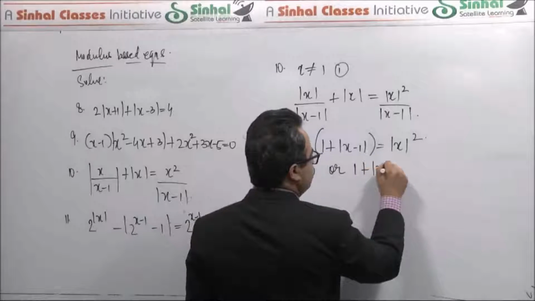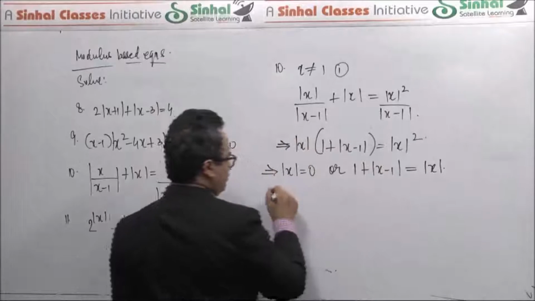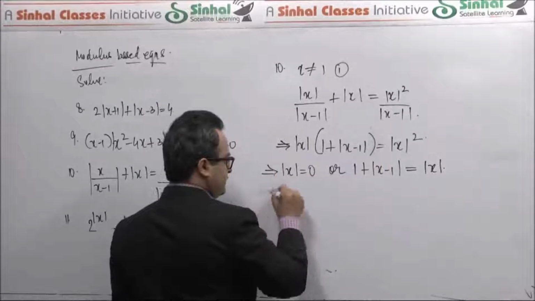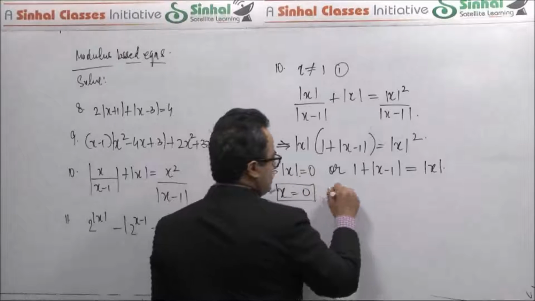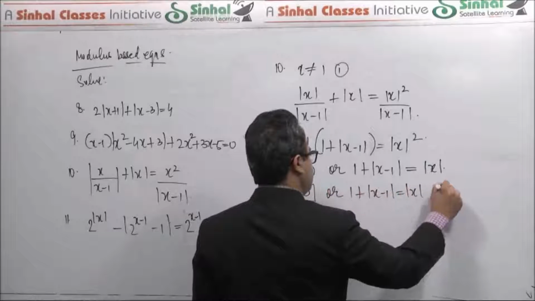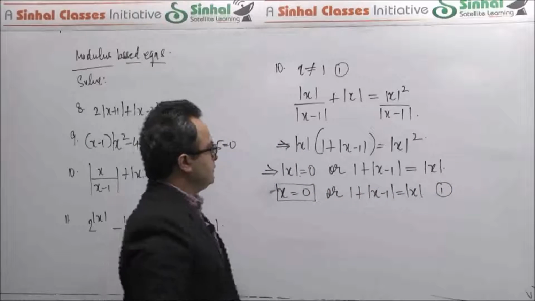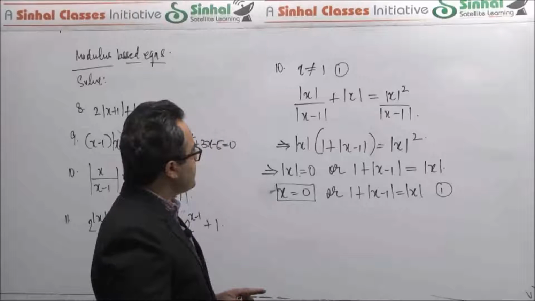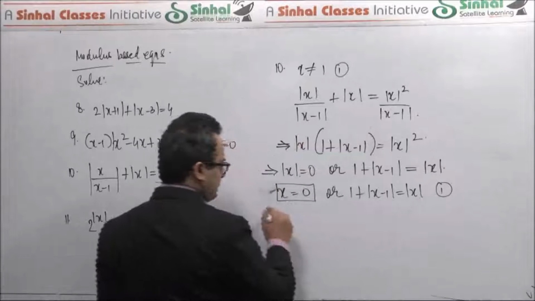1 plus mod of x equal to 0. Mod of x equal to 0, of course, gives me that x is equal to 0. So I've got one solution which is x equal to 0, and for other solutions I'll have to go back to this equation now.